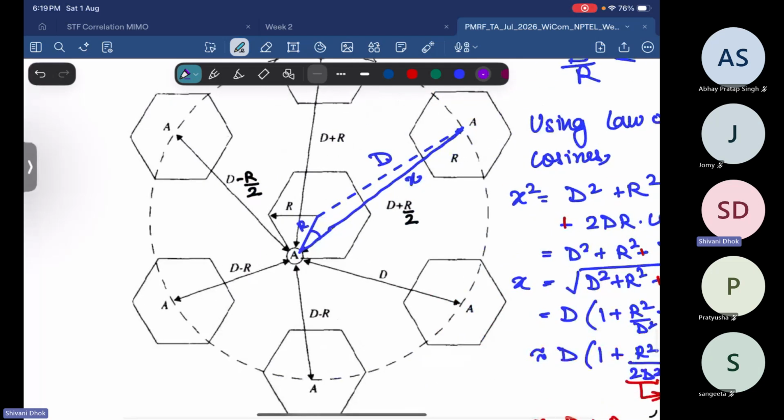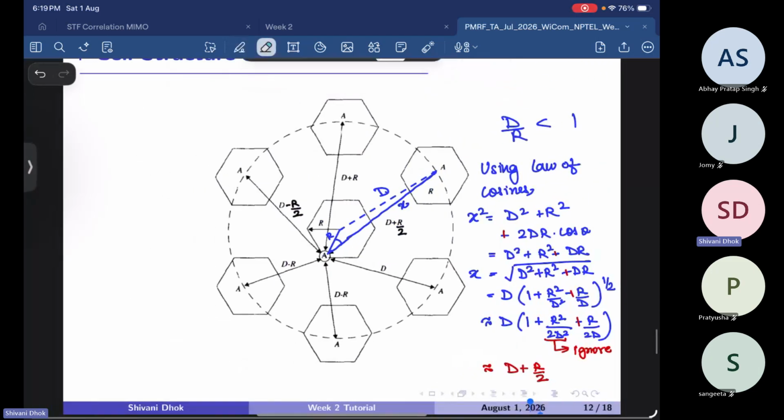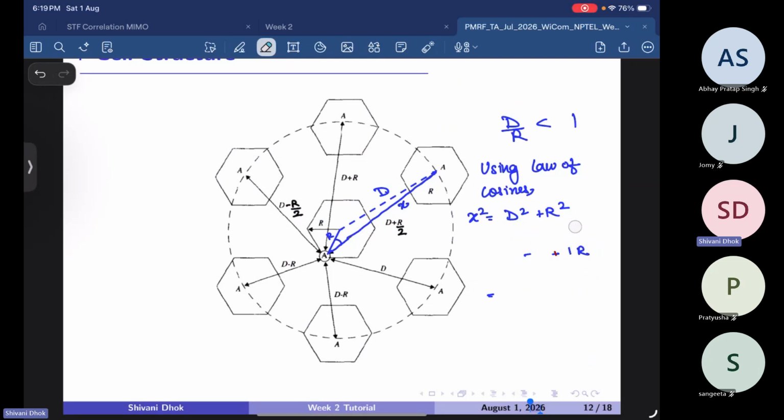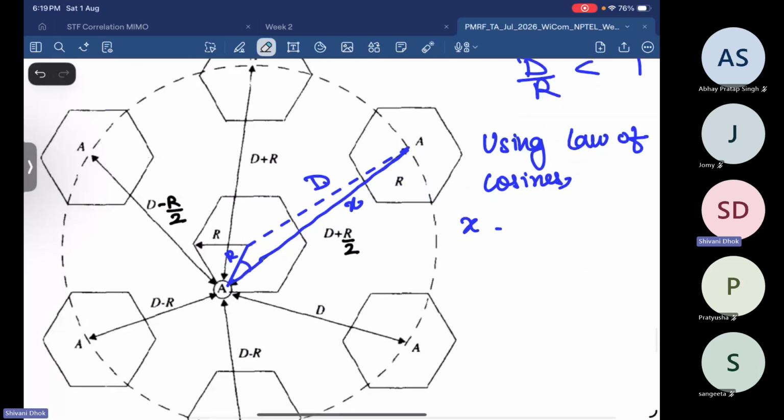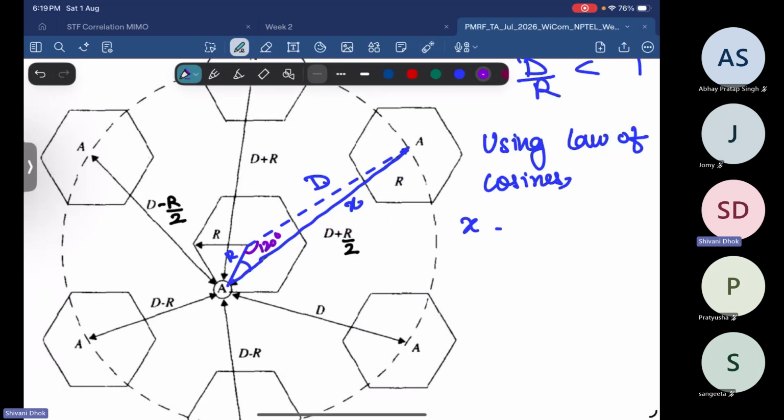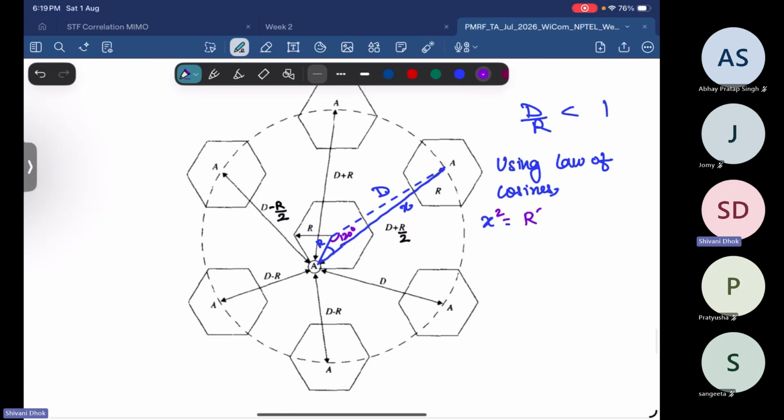Sorry, this cosine rule is wrong. Yeah, wait. This is not making sense. The angle opposite to this x is this quantity. So this is your 120 degrees. So you have x square equal to r square plus d square minus 2rd cos of 120 degrees, and cos of 120 is minus half. So r square plus d square minus 2rd into minus half. So this is basically r square plus d square plus rd.